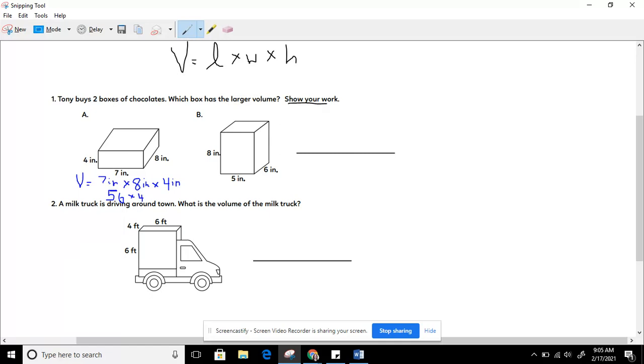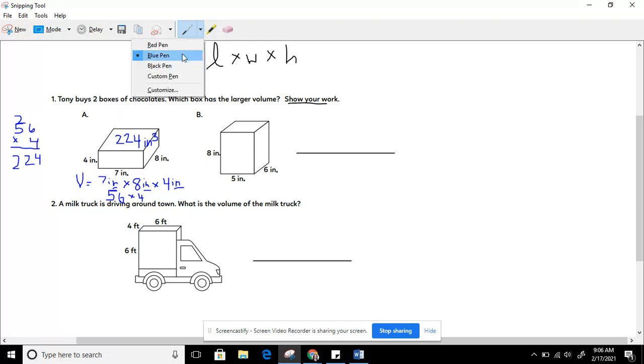times 4. And you might have to do that out on the side if you can't do that in your head. 56 times 4. 6 times 4 is 24. Carry my 2. 5 times 4 is 20. Plus 2 is 22. Okay, so this volume is 224 inches. And we did inches times inches times inches. So that's inches cubed. Okay, so we did 7 times 8 times 4. We did 7 times 8 first and got 56. 56 times 4 is 224. Inches cubed is because we did inches times inches times inches.